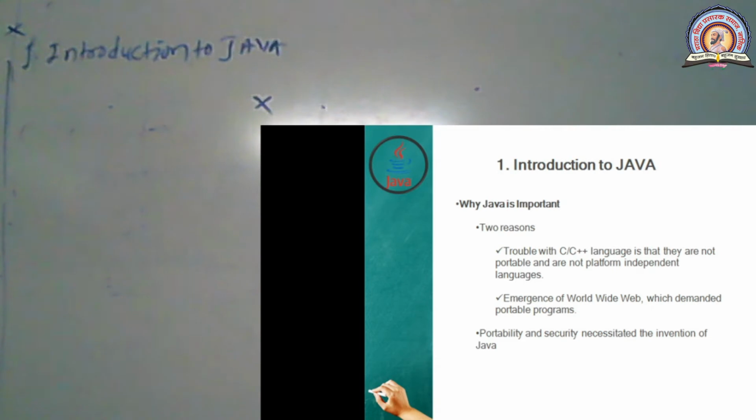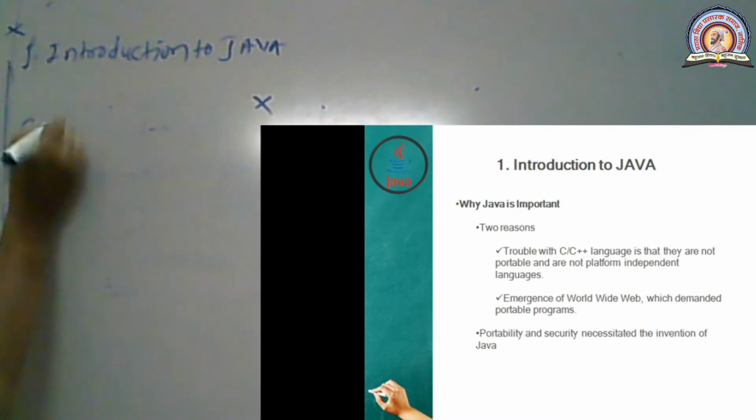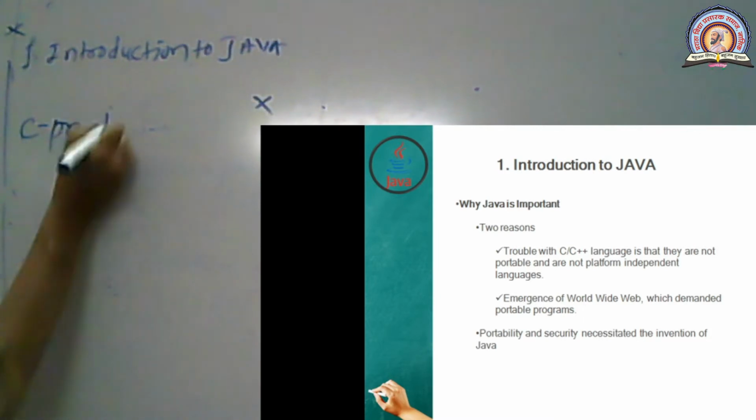Hello students, today we are going to start the first chapter from your syllabus, that is Introduction to Java. Students, in first year you have studied a programming language, that is C, and C is a procedural programming language.